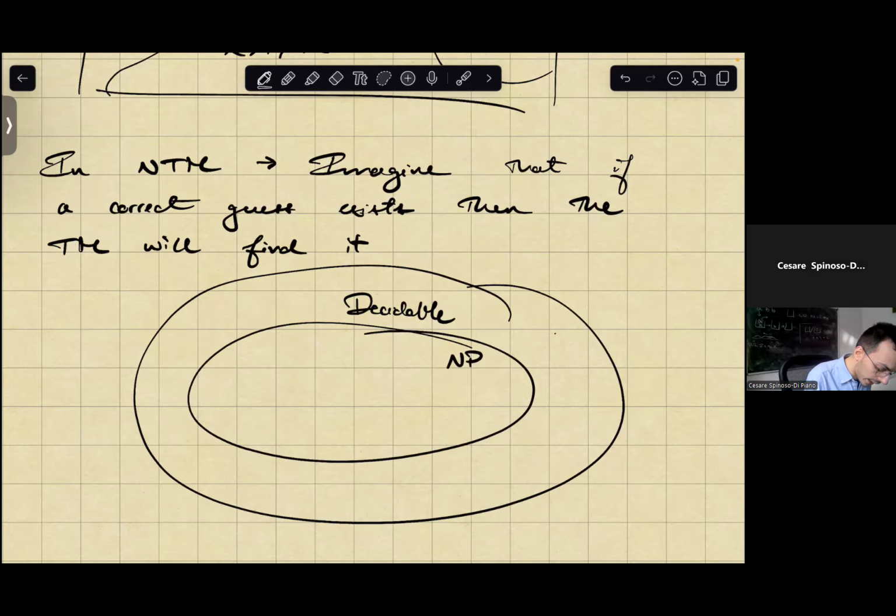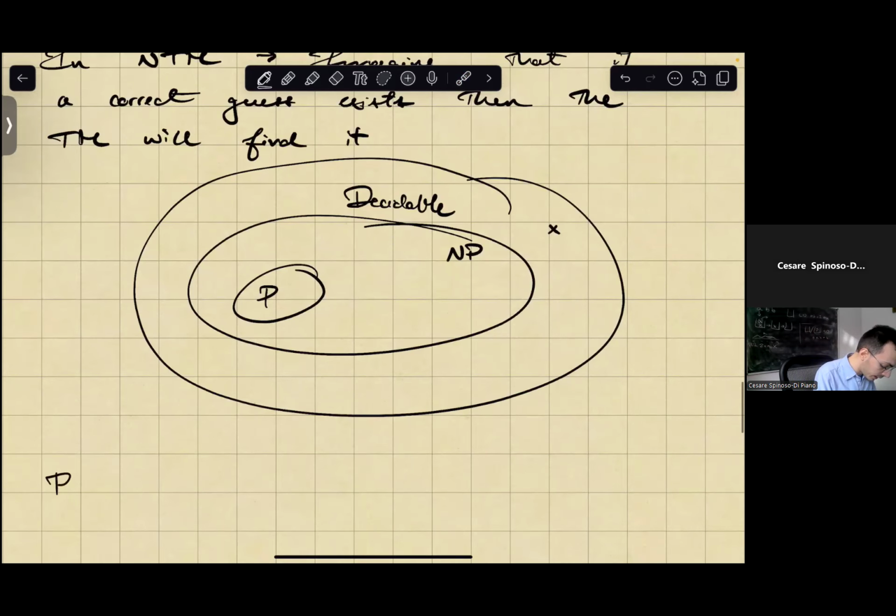It's quite a difficult exercise to actually find a problem which is decidable but not NP. I'll leave it as an exercise. And then within the set of problems that are in NP, you have the set of problems that are in P. And so we clearly have that P is a subset of NP.